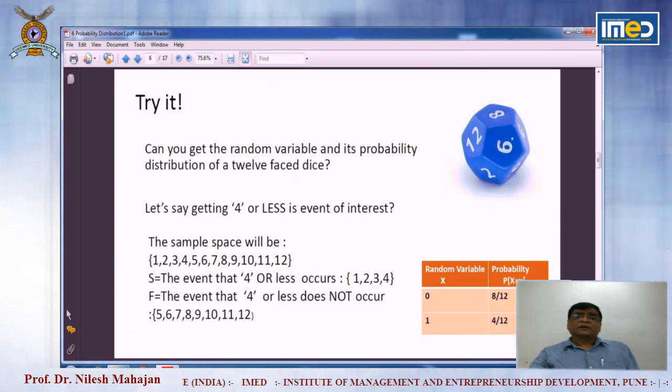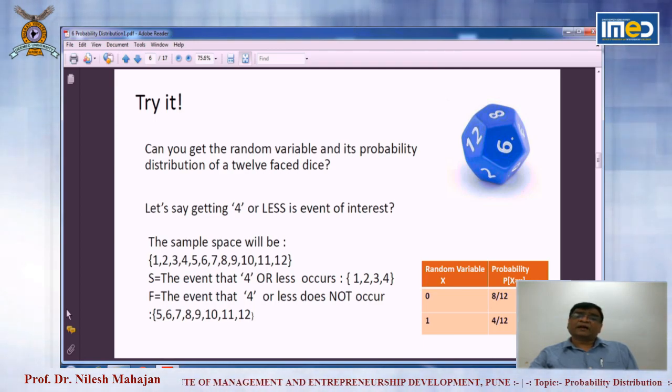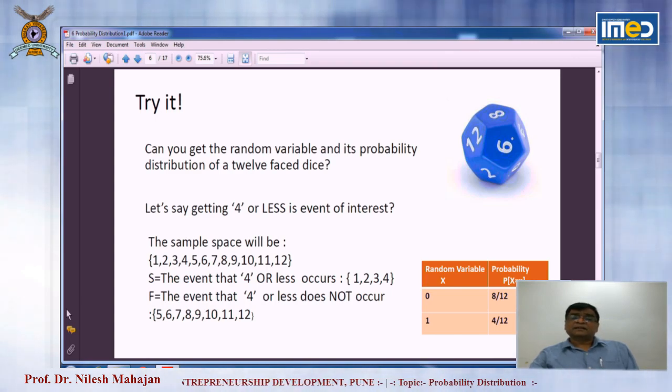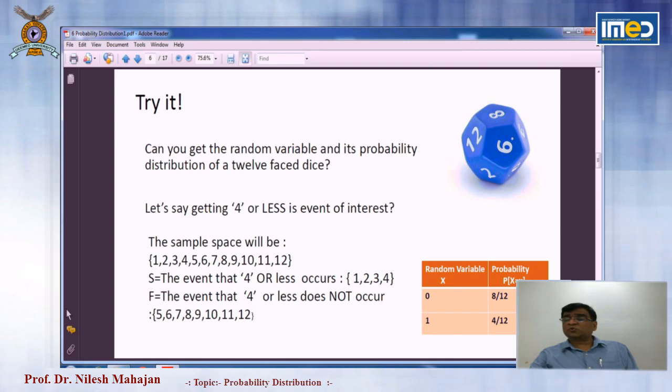Next is try it. You can try it. Can you get the random variable and its probability distribution for a 12-faced dice? My dice is 12-faced. Let's say getting 4 or less is the event of interest. Now all of you know the sample space, the total faces you are considering here: 1, 2, 3, 4, 5, 6, 7, 8 and so on up to 12. What is my object? I want 4 again. So S equals the event that 4 or less occurs, because the object is less occur.